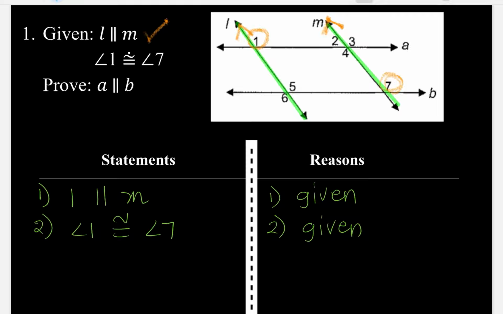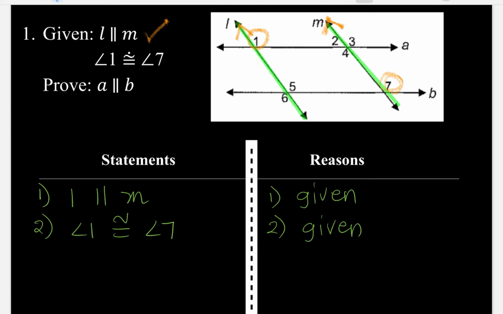Now, because we would like to prove that line A and B are parallel, we have to have two angles that are connected to each other, that have a relationship. And what relationship am I talking about? It's the angle pairs in the parallel lines cut by a transversal. So each of these angles needs to be attached to line A and B.